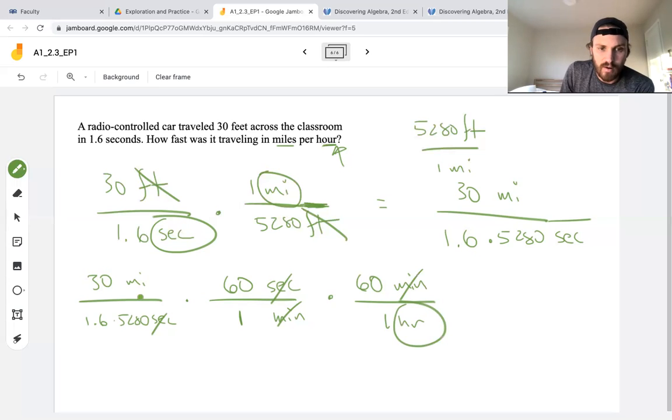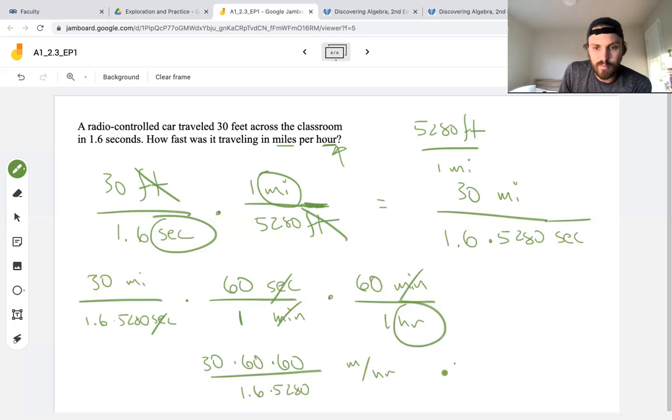Well, not 30 miles per hour, but rather 30 times 60 times 60 divided by 1.6 times 5,280 miles per hour. And then you would need to simplify that. But basically what I'm doing is finding the units that I want to change and then multiplying by a fraction that is equal to 1 to change the units, but not the quantity.